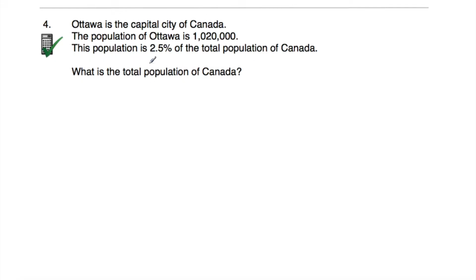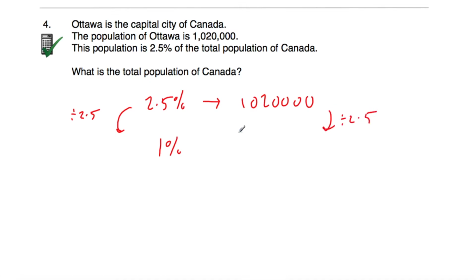Okay, so if we have a look at this, we're told that 2.5% of Canada's population live in Ottawa, because the population is 2.5% of the total population of Canada, and we know that's equal to 1,020,000. So we can write down that 2.5% of Canada's population of the total is equal to 1,020,000. We want to find out what the total population of Canada is. So we want to find out, first of all, what 1% is. So let's divide both of these by 2.5.